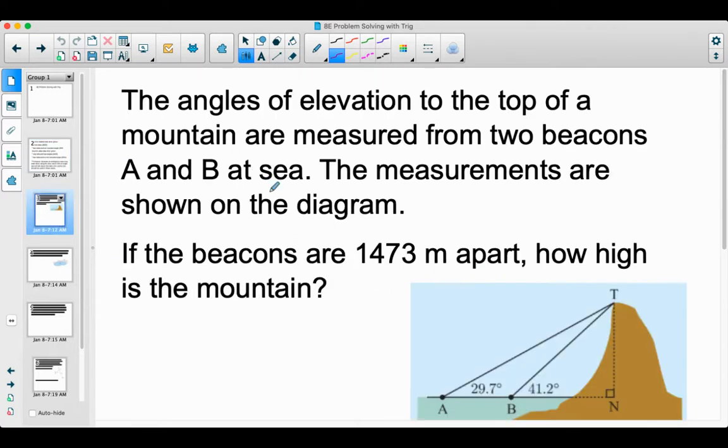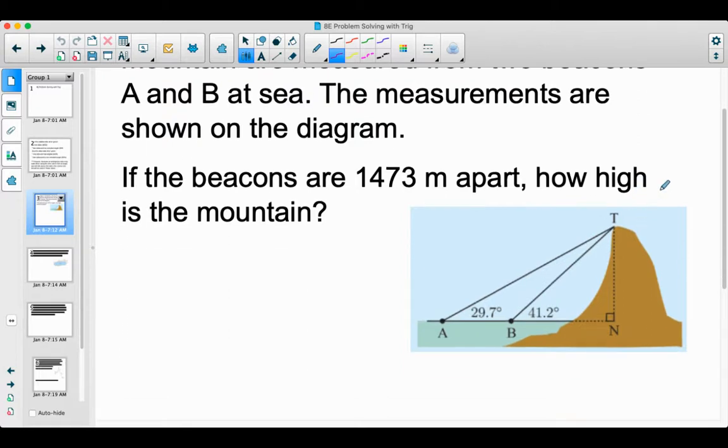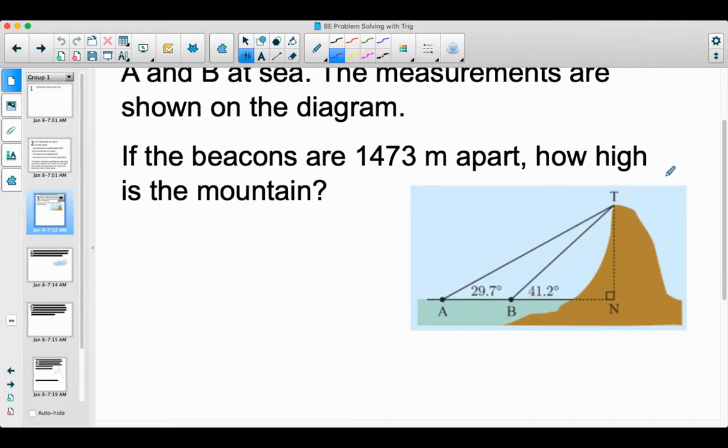Okay, so let's take a look at our first example. The angles of elevation to the top of a mountain are measured from two beacons, A and B at C, and the measurements are shown in the diagram. If the beacons are 1473 meters apart, how high is the mountain?